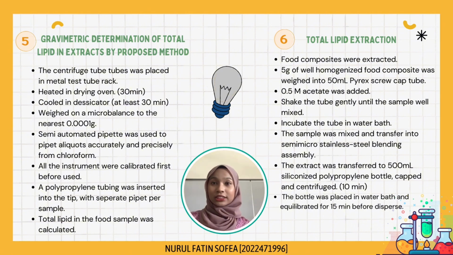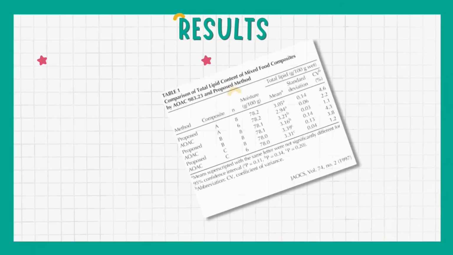The last method is the total lipid extraction. During this method, all the food composites were already extracted. 5 gram of the food composite will be weighed and 0.5 molar sodium acetate will be added. The tube will be shaken gently and incubated in a water bath. Then, it will be transferred to a semi-micro stainless steel blender after mixing. The extract will be transferred again into a siliconized polypropylene bottle. The extract also will be equilibrated for 15 minutes before being dispersed. So, all the statistical analyses are accomplished.